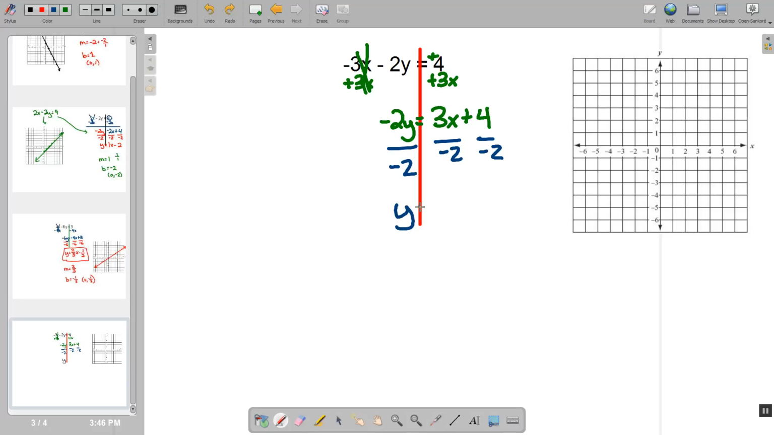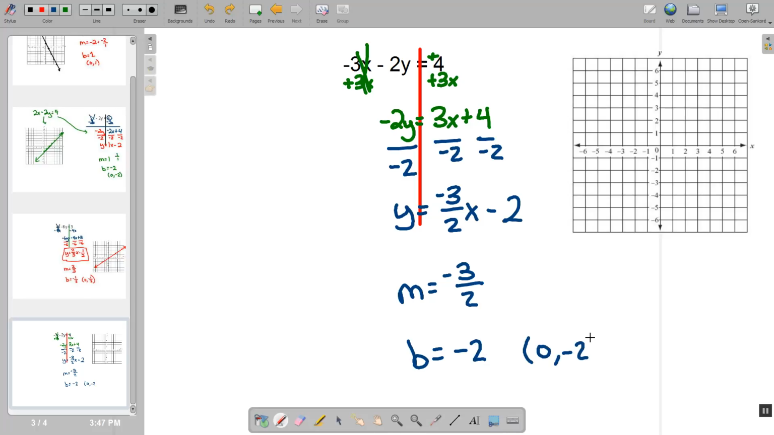So I get y equals, and there's a lot of ways you can write this. You could write this as negative 3 over 2x. You could write it as 3 divided by negative 2x, same thing. Or you could put the negative out front, because that negative can go in any of those 3 places. Positive 4 divided by negative 2 is minus 2. And now we have it in the right form. Our slope is negative 3/2. And our b value is negative 2, or (0, negative 2). And we can finally graph our line.